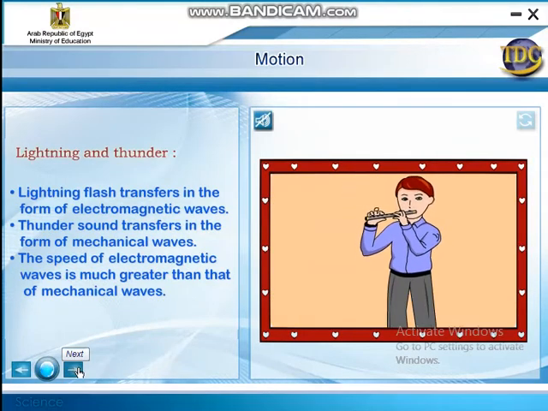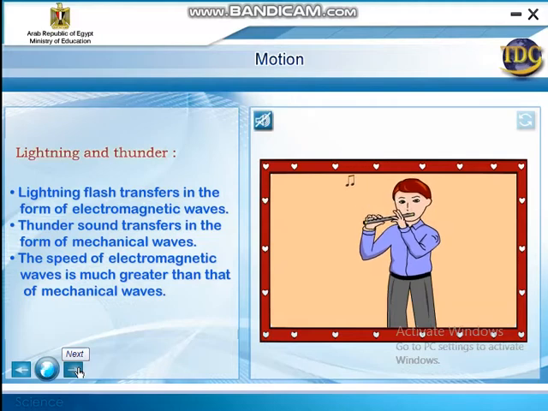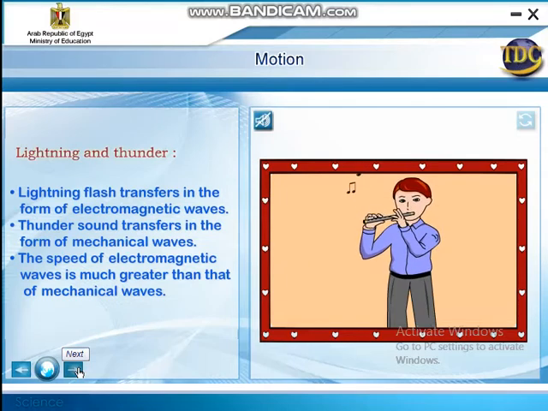To explain the difference between electromagnetic waves and mechanical waves, we must compare between lightning and thunder. Do you see lightning first or hear thunder first? Of course, we see lightning first before hearing the sound of thunder. Why? As lightning flash transfers in the form of electromagnetic wave, but thunder sound transfers in the form of mechanical waves.